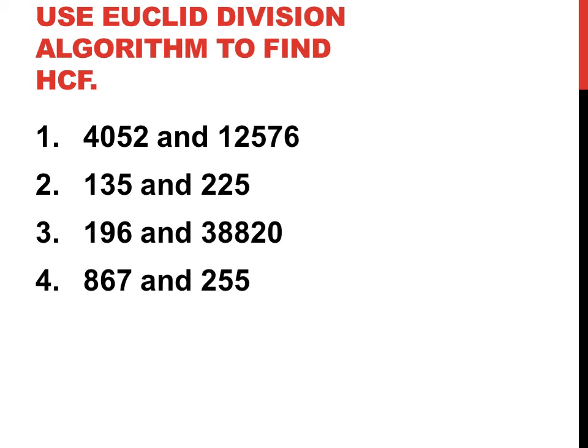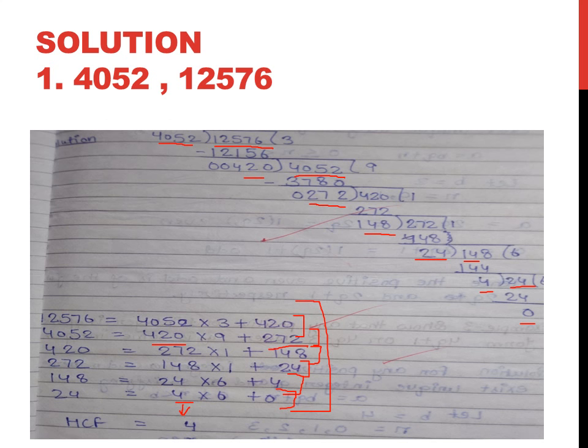There are four problems in front of us, and the question is, use Euclid division algorithm to find the HCF, and we have provided four sets of numbers. So first, trying to solve the first problem, 4052 and 12,576.